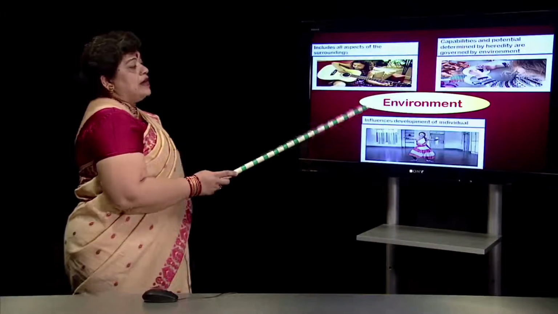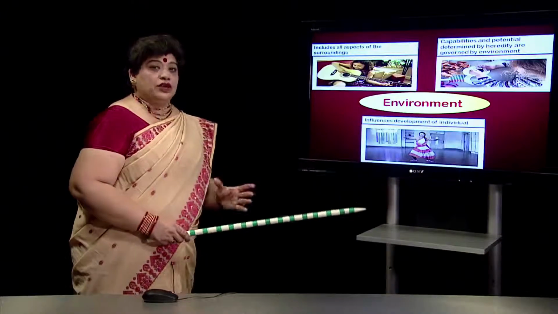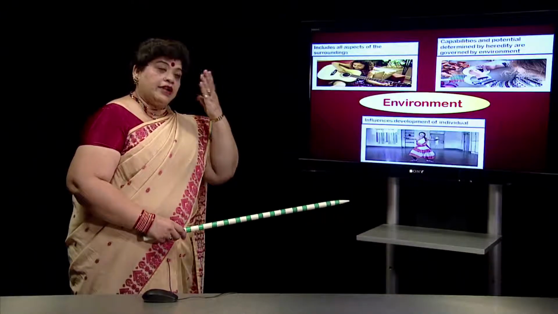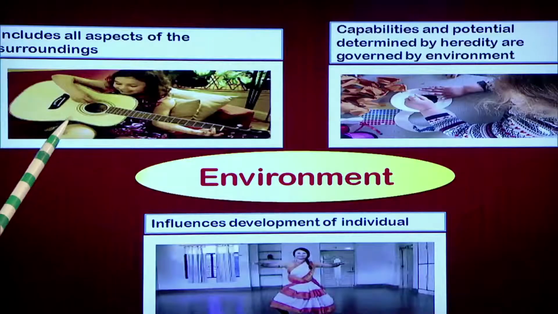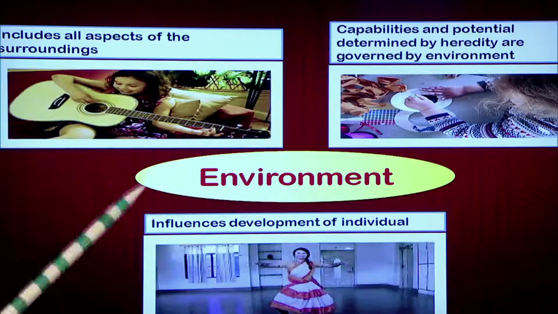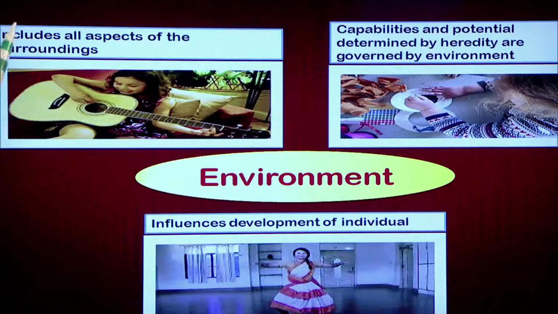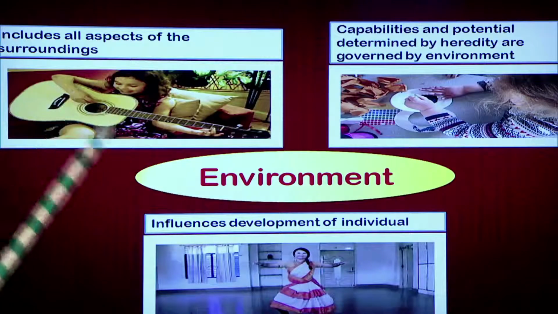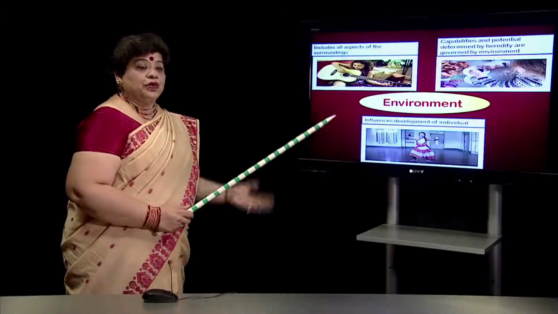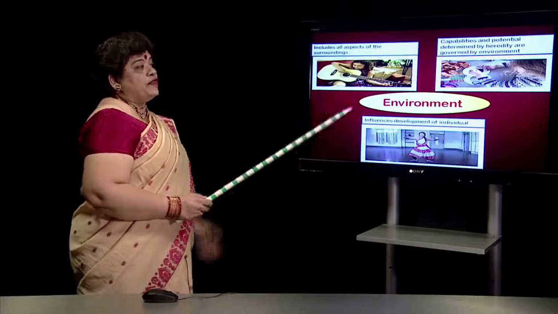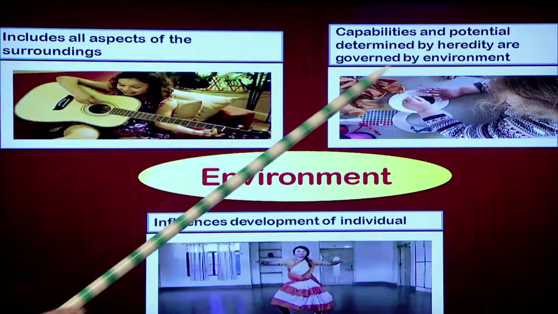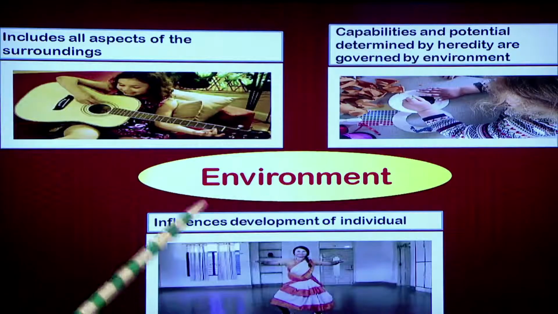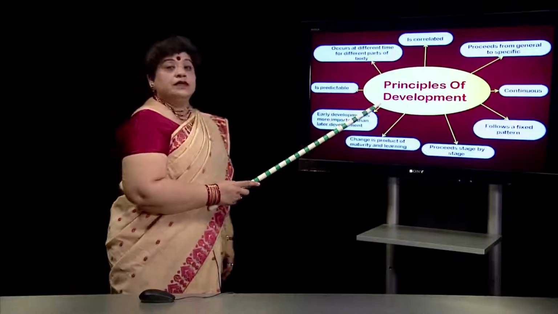Next is the environment. It is very important. We may have maturation. We may have adopted adequate hereditary traits from our parents. But if environment is not conducive, then we will not be able to project our good learning. So environment includes all the aspects of the surrounding: opportunity to learn, opportunity to practice, opportunity to display or reflect. Environment also indicates capabilities and potential determined by heredity that are governed by environment, and it influences the development of an individual.